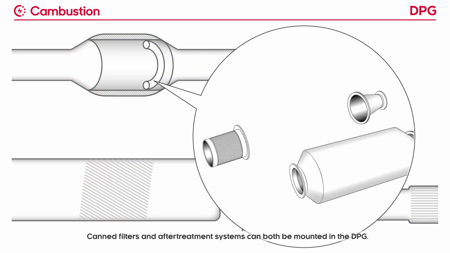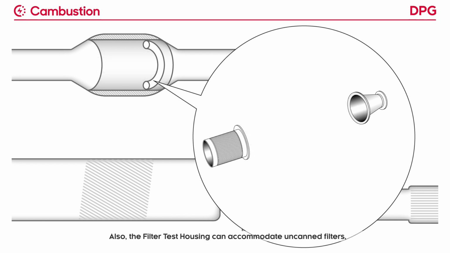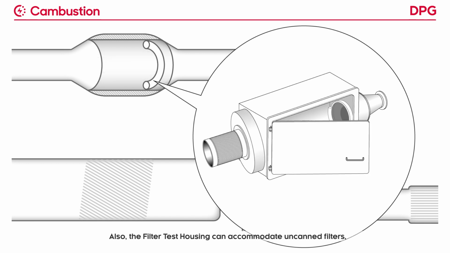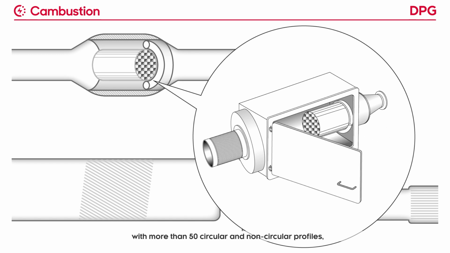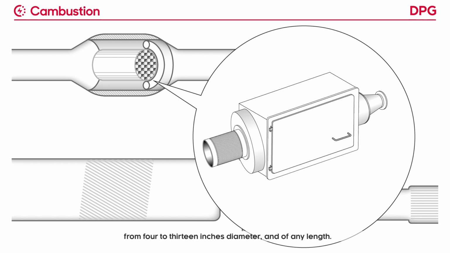Canned filters and after-treatment systems can both be mounted in the DPG. Also, the filter test housing can accommodate uncanned filters with more than 50 circular and non-circular profiles, from 4 to 13 inches diameter and of any length.